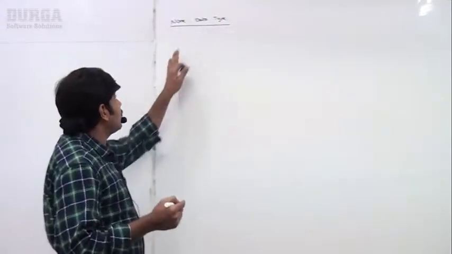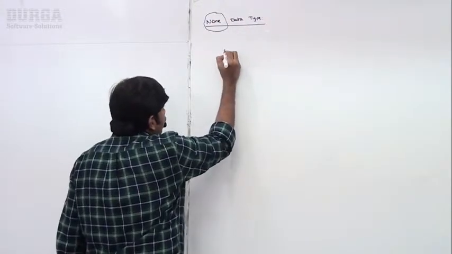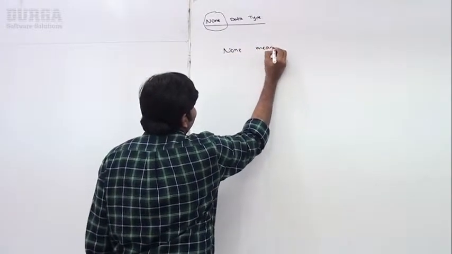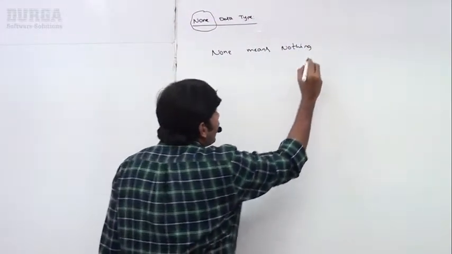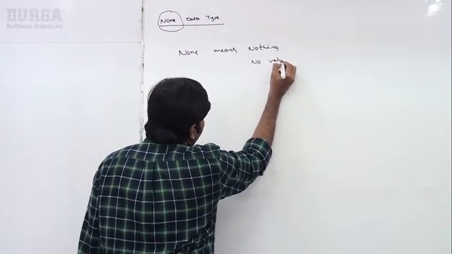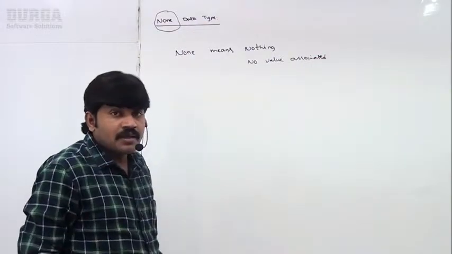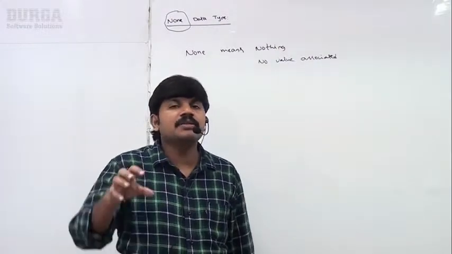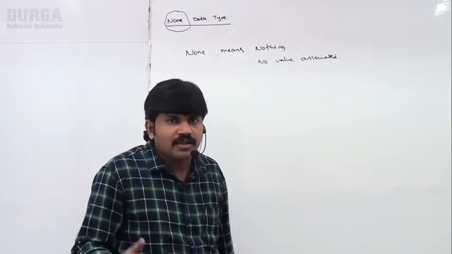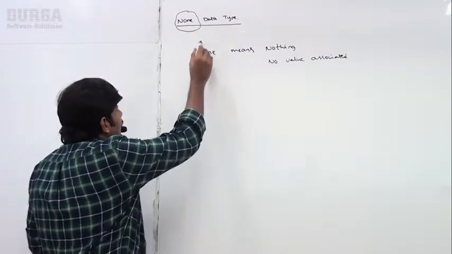Sir, the next thing I have to discuss is the None data type. Can you please spell out what None is? None means nothing. No value associated. Sometimes in our programming, I have to handle data where we do not have any value. There is some situation where I do not have any value, and I have to handle it. So how can you handle that? For that we require the None data type.